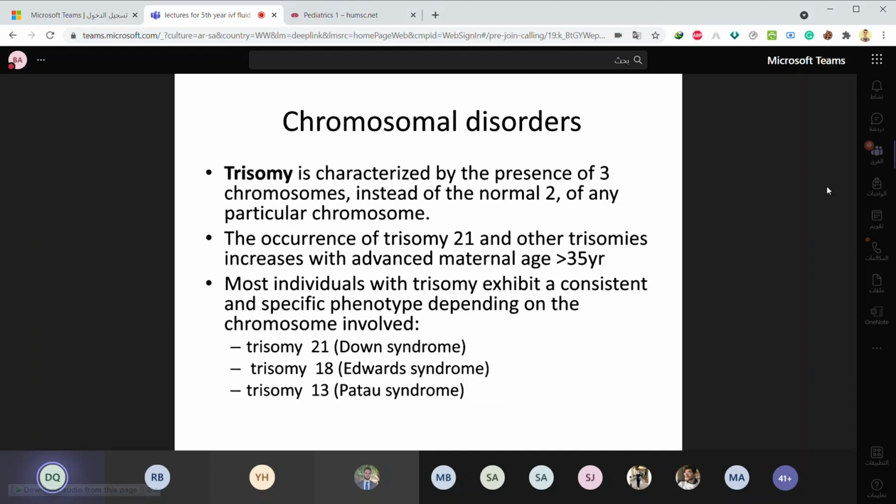Trisomy is characterized by the presence of 3 chromosomes instead of the normal 2 of any particular chromosome. The occurrence of trisomy 21 and other trisomies increases with advanced maternal age, if the mom is more than 35 years. Most individuals with trisomy exhibit a constant and specific phenotype depending on the chromosome. Trisomy 21 is Down syndrome, trisomy 18 is Edwards, and trisomy 13 is Patau syndrome.